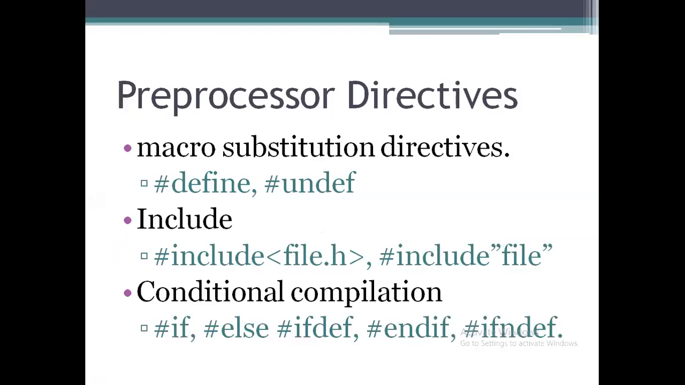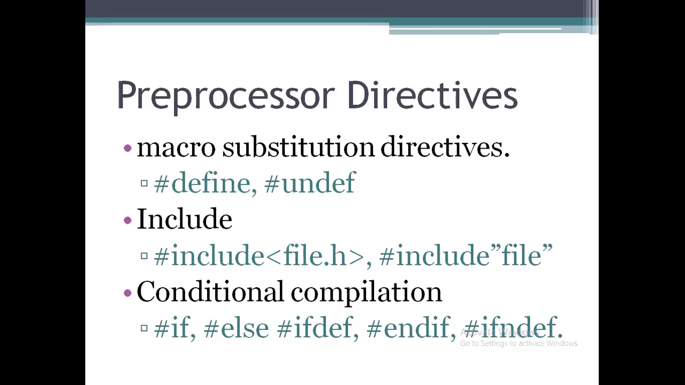Coming to the pre-processor directives, we can divide them into three parts. The first part is macro substitution directives. The second is include directives. The third is conditional compilation. These are very familiar; already you know where we have used hash define and hash include.